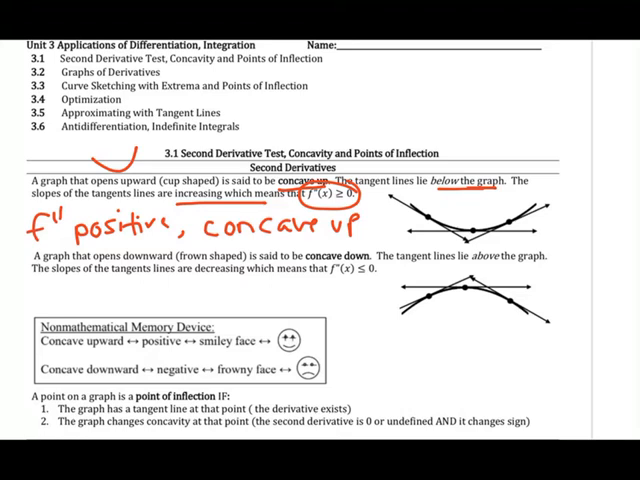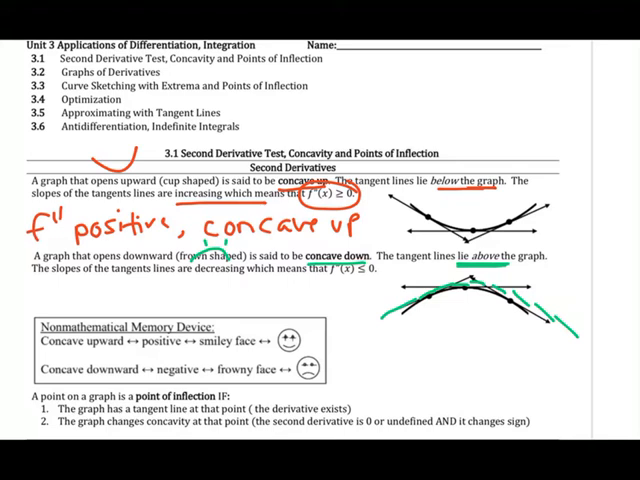Now let's look at the flip side of that. A graph that opens downward, or is frown-shaped, sad face, is said to be concave down. Since we are now opening downward, our tangent lines are going to have to be above the graph, for the same reason that the tangent lines had to be below the graph before. The slopes of these tangent lines are decreasing, so we're starting with something strong and positive.